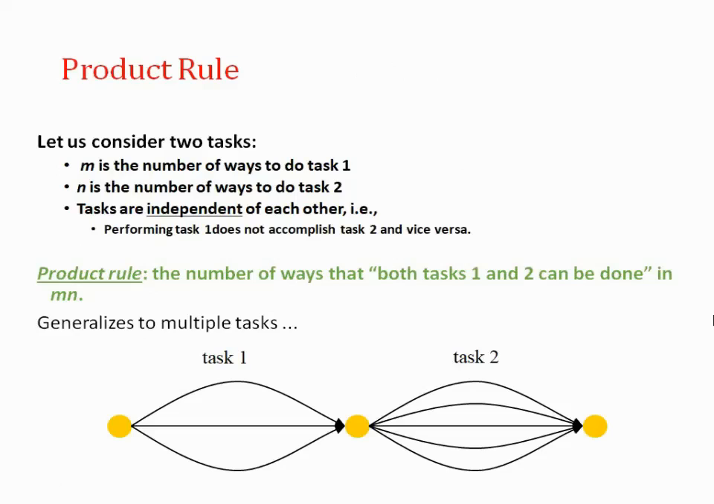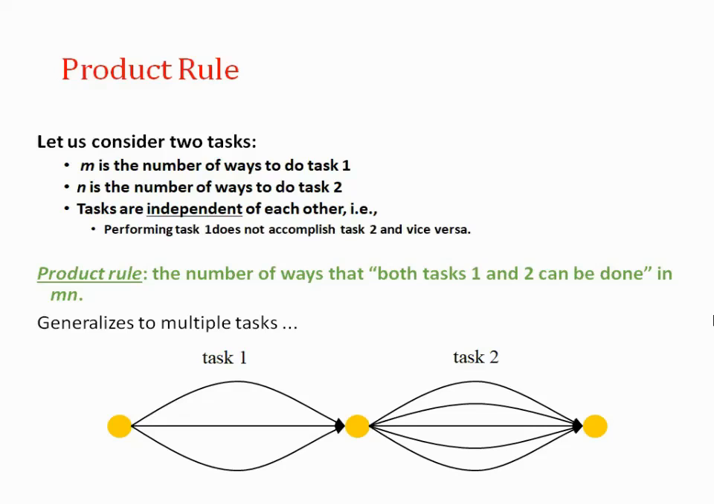Now we'll move on to the product rule. Let us consider two tasks. M is the number of ways to do task 1. N is the number of ways to do task 2. The tasks are independent of each other. That is, performing task 1 does not accomplish performing task 2 and vice versa.